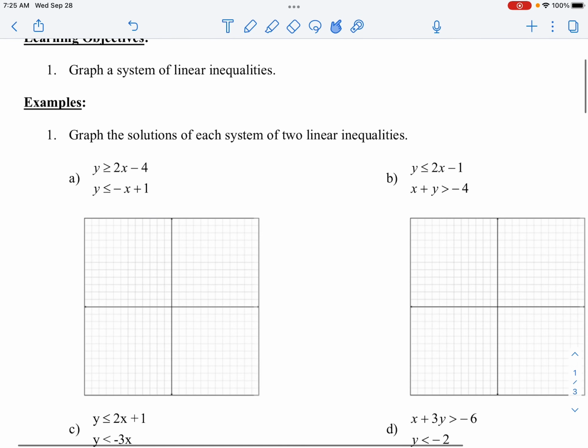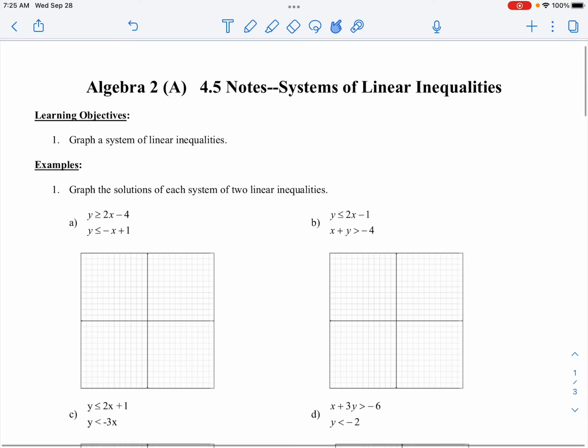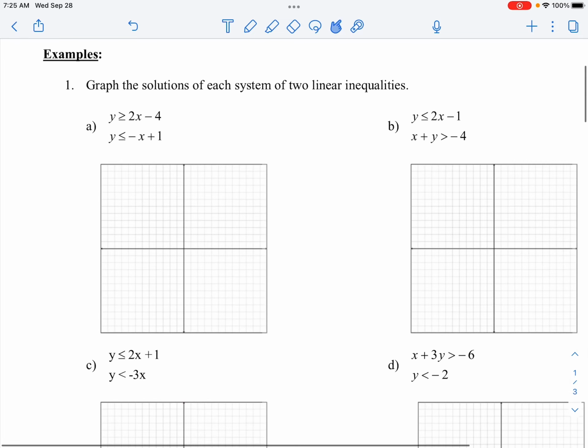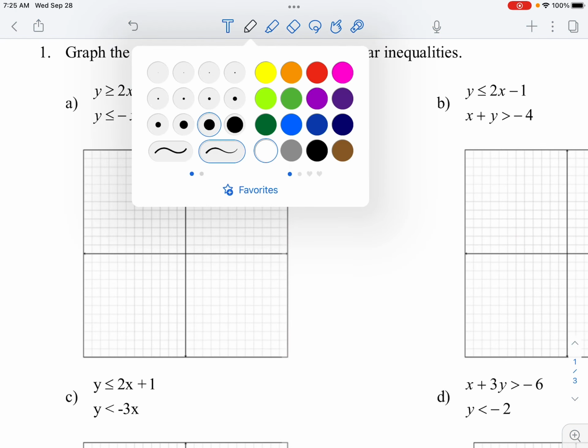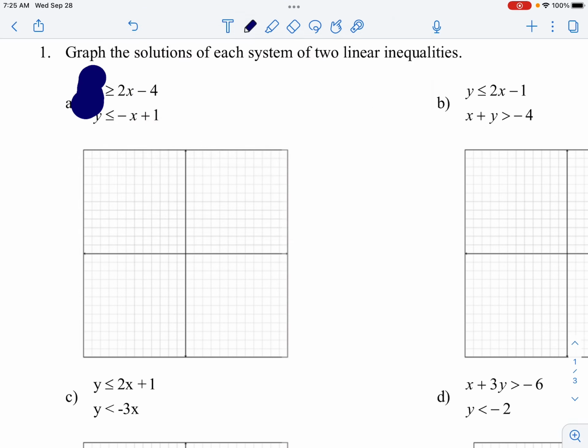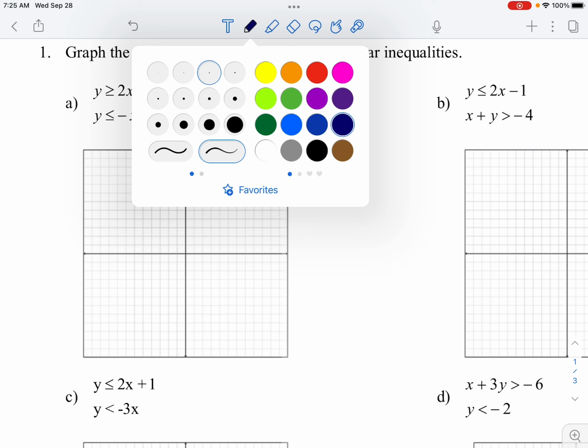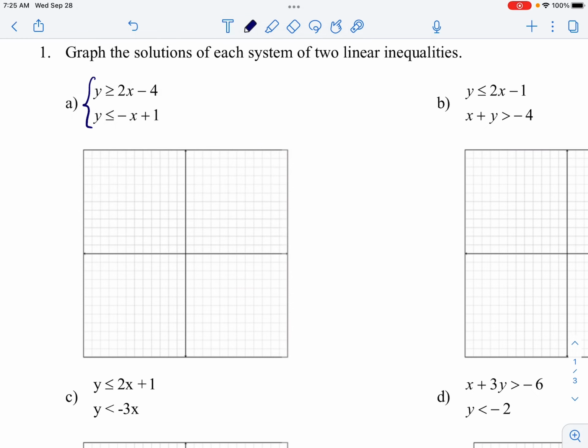So today we're going to talk about graphing systems of linear inequalities. We'll start with this first example here. So we have two inequalities here, which we refer to as a system. A system of linear inequalities, okay? That just means there's multiple inequalities, okay? So we got y is greater than or equal to 2x minus 4, and y is less than or equal to negative x plus 1. So the way we do these, we just graph each of them individually.